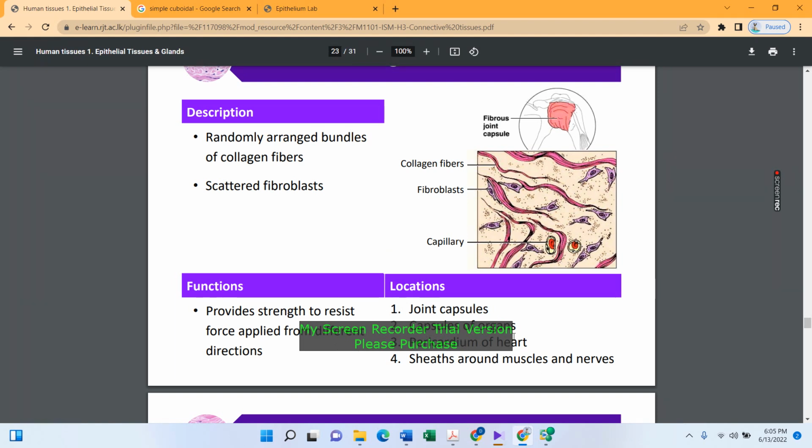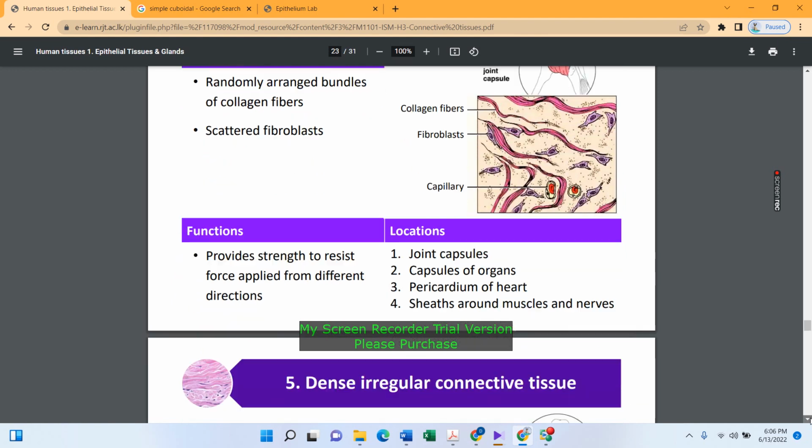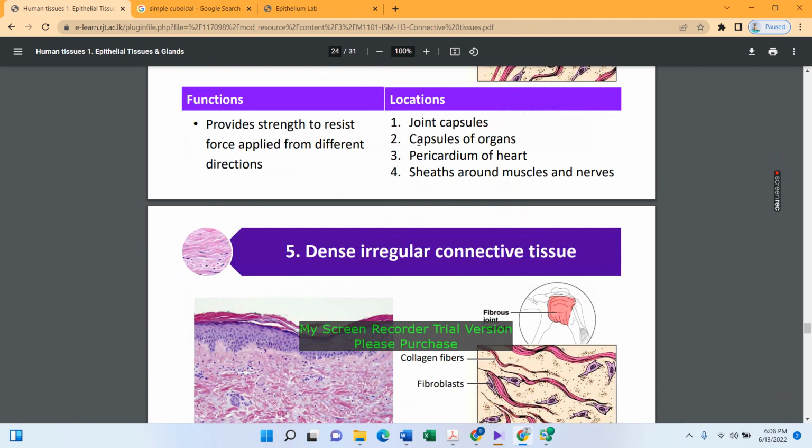So joint capsules and capsules of organs, and even the pericardium of heart, and all the sheaths around the muscles and nerves are subjected to different forces that are applied from different directions. So to resist these forces, strength is provided by dense irregular tissue in joint capsules, capsules of organs, pericardium of heart and sheaths on muscles and nerves. Okay, let's move to the next type.